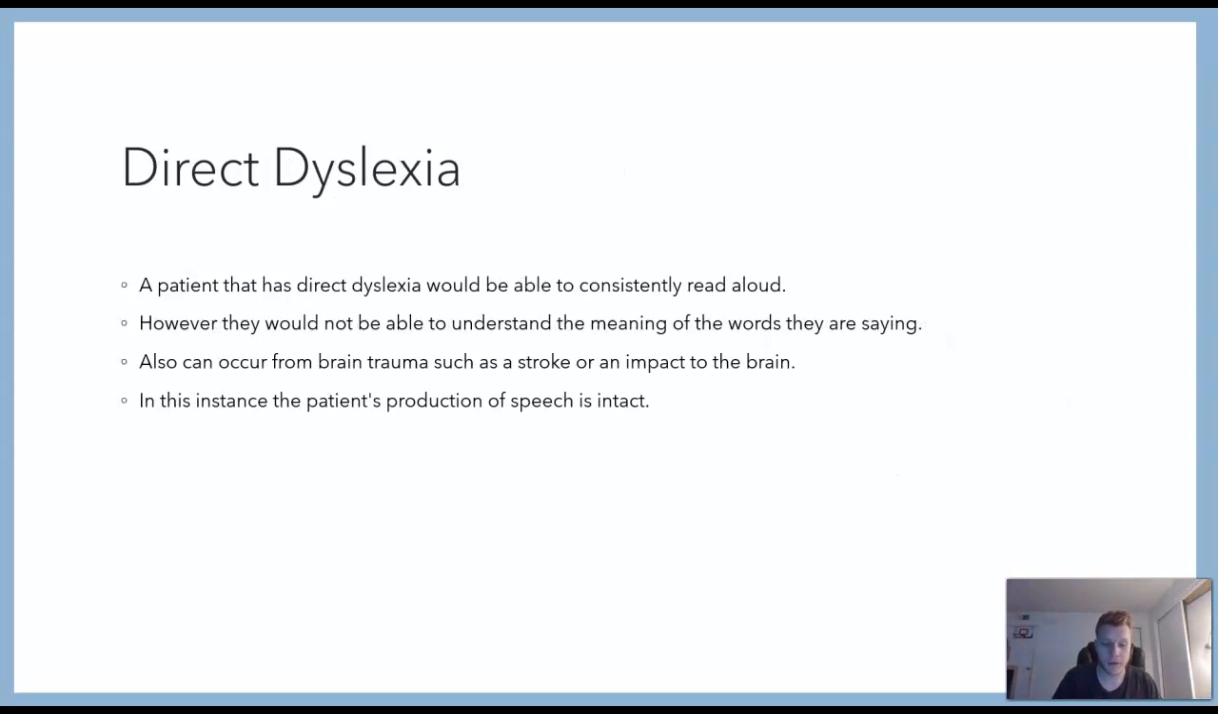The next classification of dyslexia I would like to discuss is called direct dyslexia. This form of dyslexia can also occur from brain trauma. Direct dyslexia allows the person to consistently read out loud. However, the patient would have trouble understanding and comprehending what they are saying. This can lead to many linguistic effects.